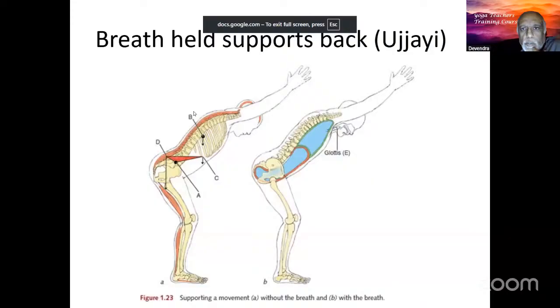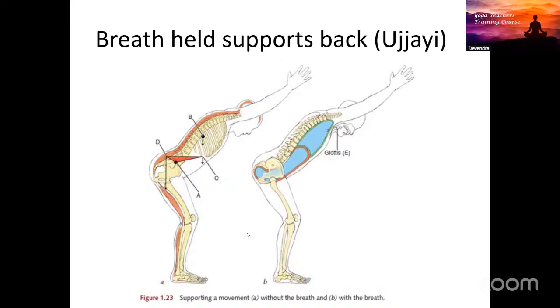Okay, Ujjayi. So the glottis we talked about. These muscles are stabilizing us, very important. And this is with and without breath. Without breath and with the breath. It supports in this angle we see. And I think I should be at the end. So anyway, these are the pictures. Some are just so you're aware.